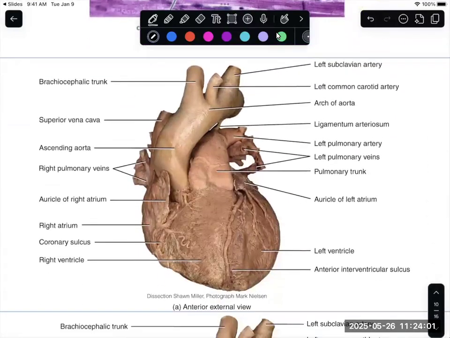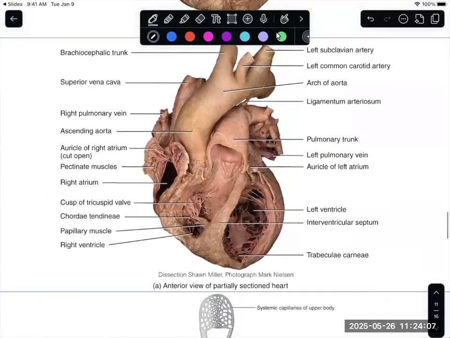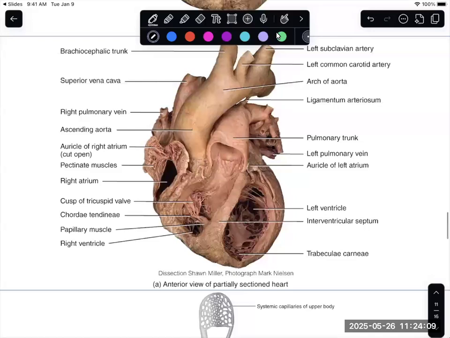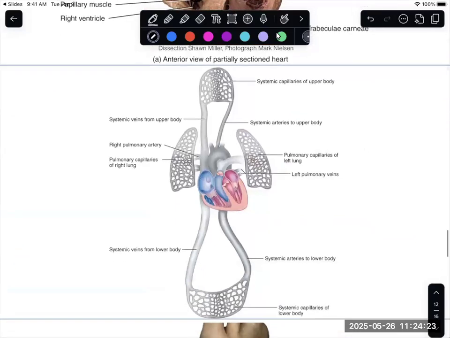Here's the nice, cool cadaver picture of the heart. You can kind of see all of the different structures. Here we can see it from the inside. The thing that I like about this specifically is you can see those chordae tendineae. You can see all of these little cords here helping to hold that valve in place. The model didn't show it really well, but this shows it really well.